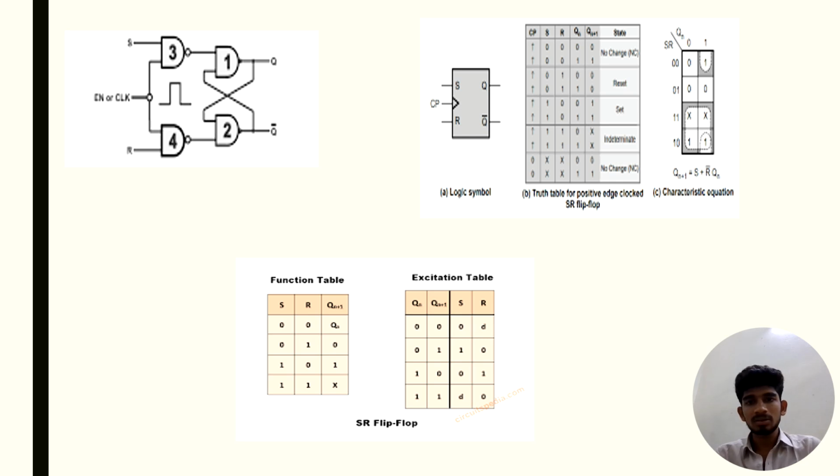Here for 1 1 0, the next state is don't care. For 1 1 1, the next state is don't care. Here the state does not change for 0 1. When we come to 0 0, the next state is reset. When the output is 1, it will be set.